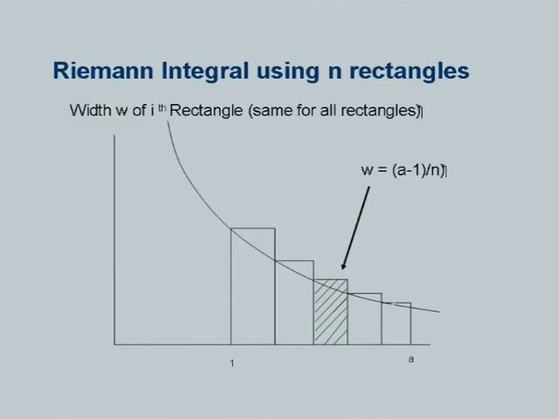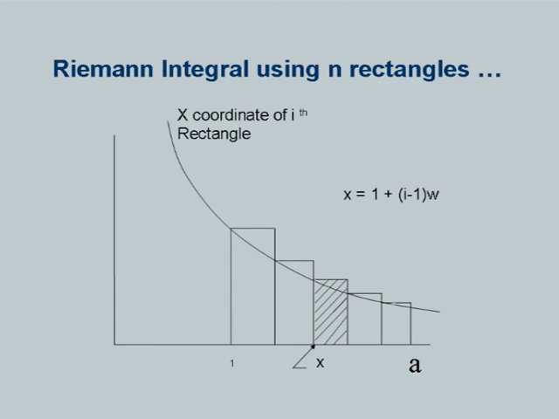Here I am assuming that this is the ith rectangle, the shaded rectangle. Notice, this is first, this is second, this is actually third. I have tried to represent the width of this rectangle. Since the width of all rectangles is the same, if I have n rectangles, then W will be equal to A minus 1 by n. Agreed? This is A, this is 1, so A minus 1 by n is the width of any rectangle. What is the x coordinate of the ith rectangle? I have represented the x coordinate as 1 plus (I minus 1) times W.